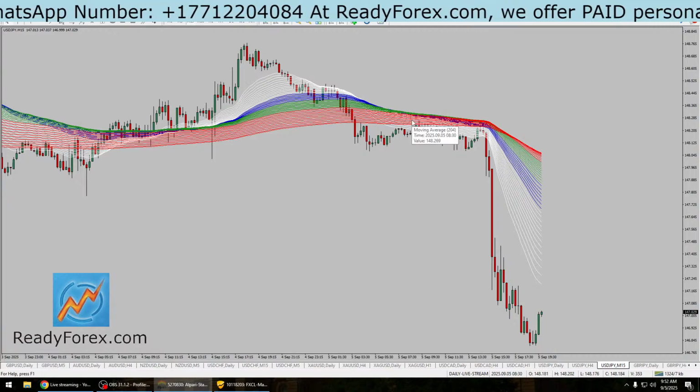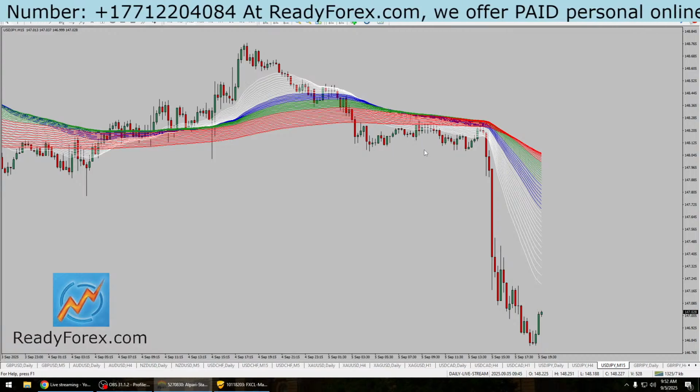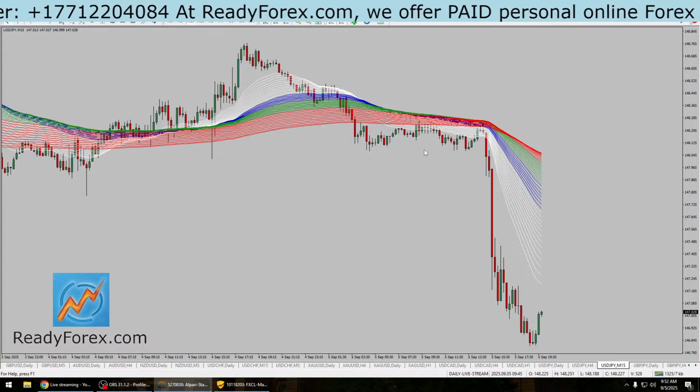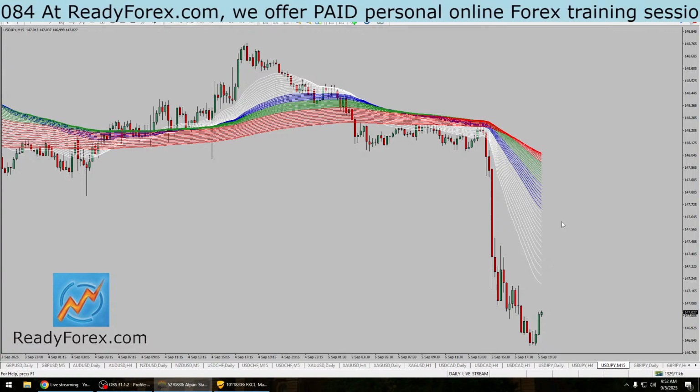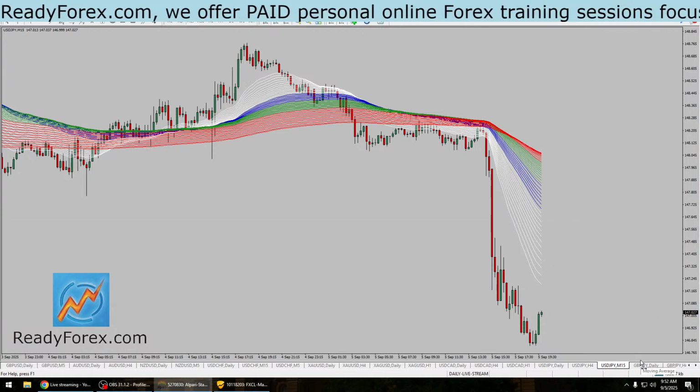Okay, this is the USD Yen. We got this nice downtrend over here, and the way I see it, the market is probably going to create a pullback around the rainbow and then expect further weakness in price action.